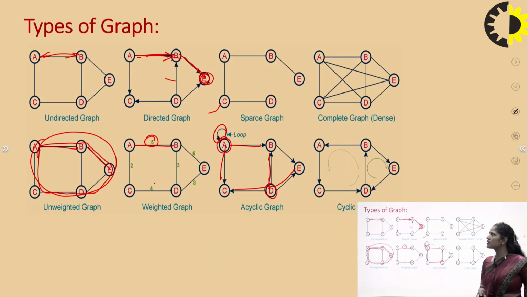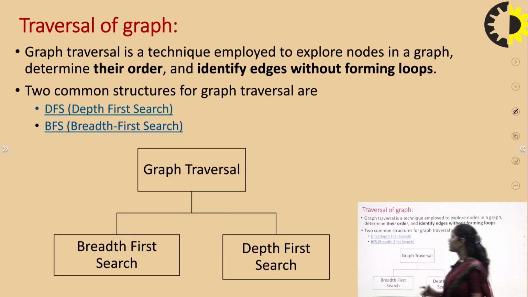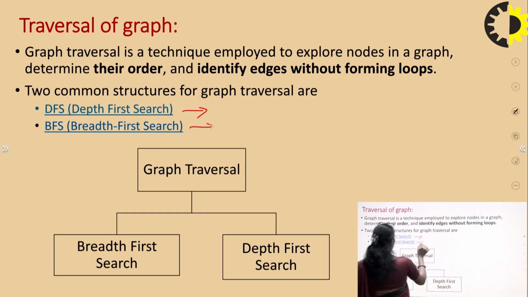Next, we will discuss the types of traversal for a graph. Here the graph is traversed in two approaches. The first one is DFS, that is depth first search, and the next one is BFS, that is breadth first search. So what is the meaning of depth first search and breadth first search?